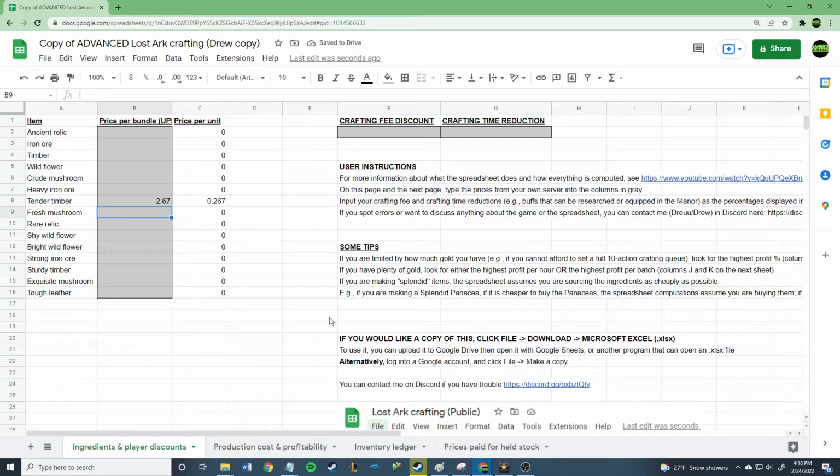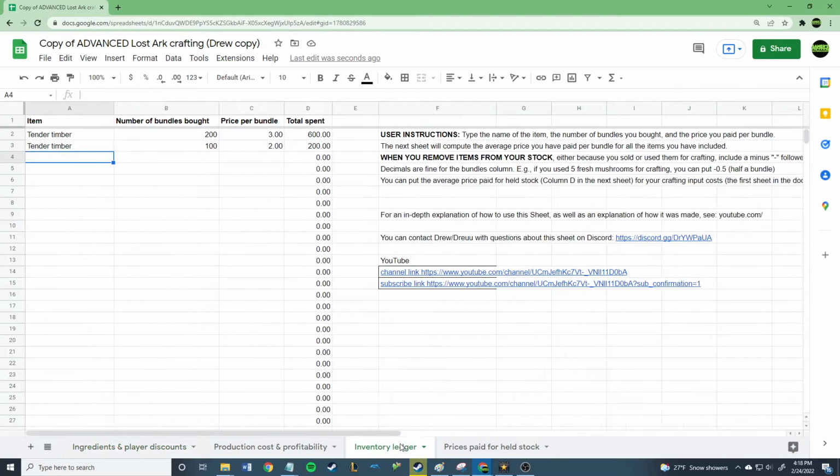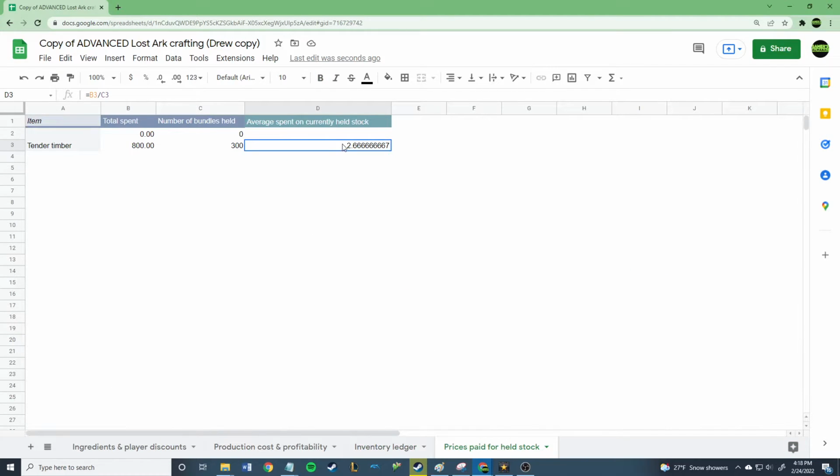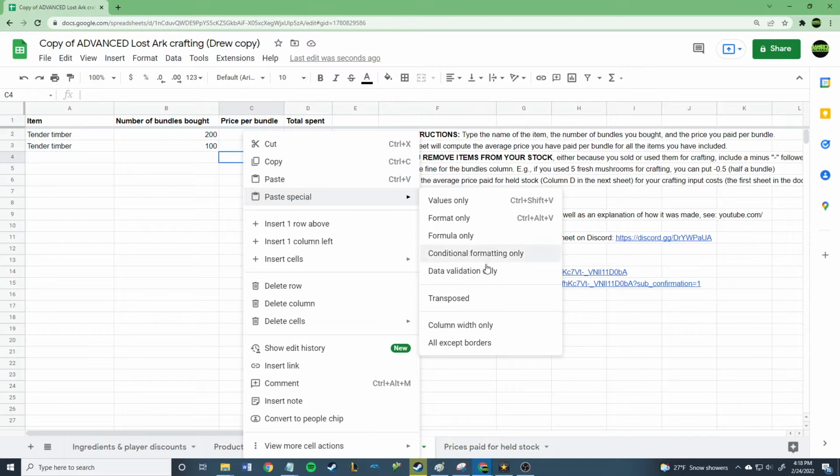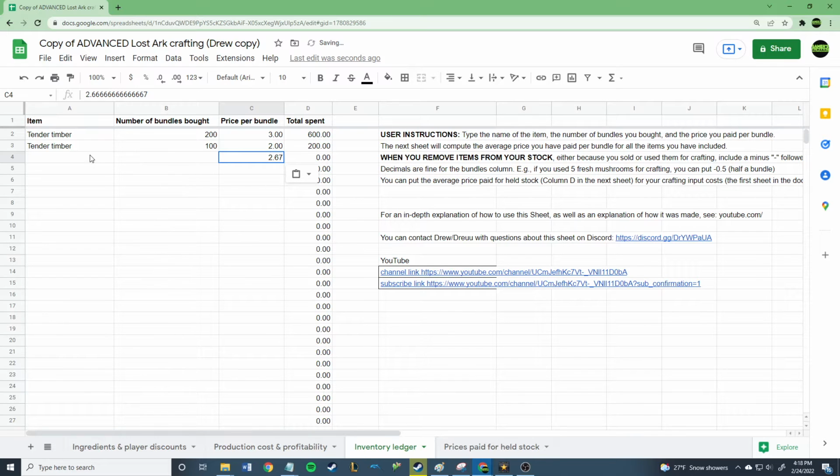I want to highlight something very important here, which is that whenever you remove bundles from your stock, either because you use them to craft or you sell them back to the market, you want to record this in the ledger in a specific way. First, you need to put the average purchase price from the summary sheet in this column here. To do it simply, copy it from the summary sheet, right-click, and select Paste as Value. Then, put the number of bundles you removed with a negative sign.